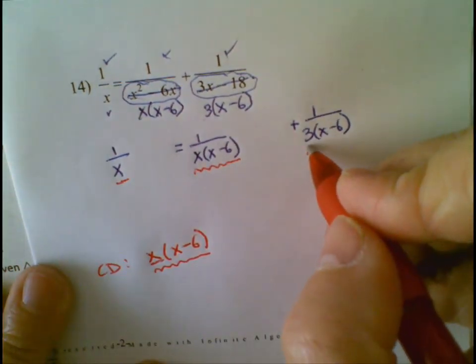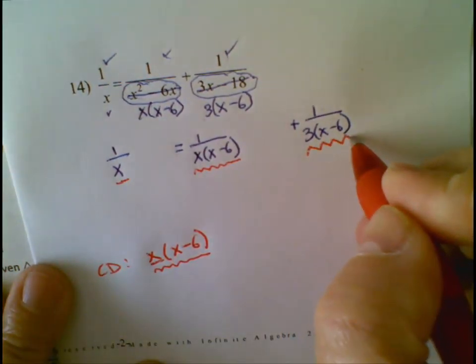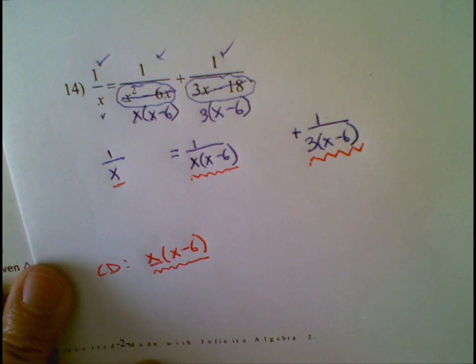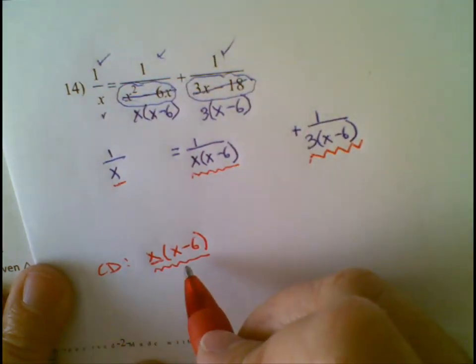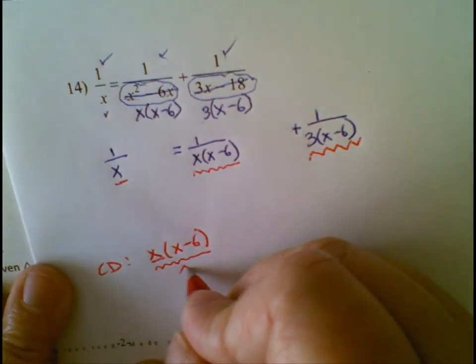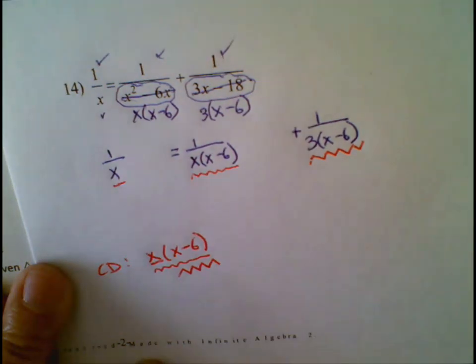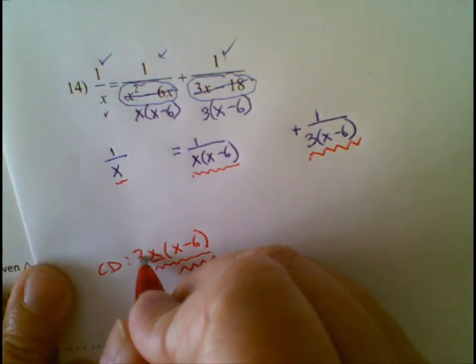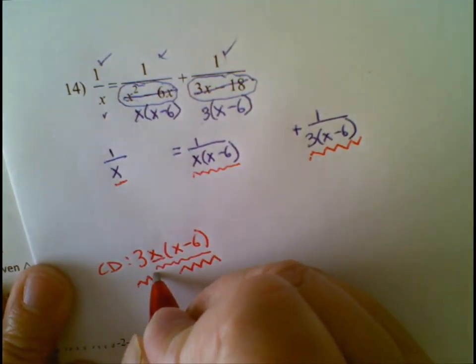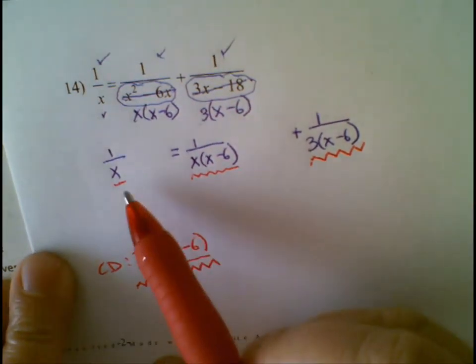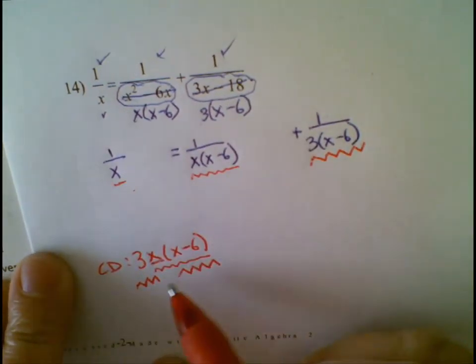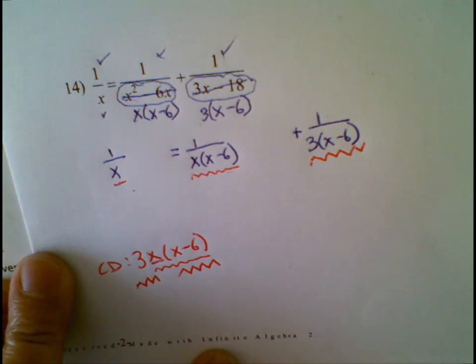And I look over here and I have 3 times x minus 6. If I look down below, I have the x minus 6, but I don't have the 3. So I'm just going to put the 3 out here. And now every factor in any one of these is included in this common denominator.